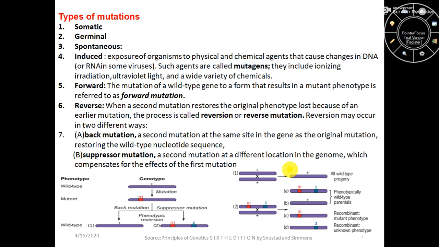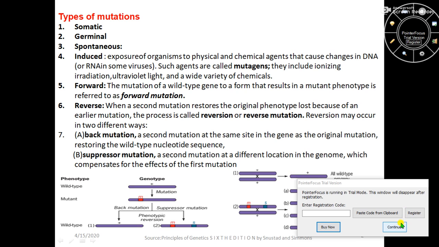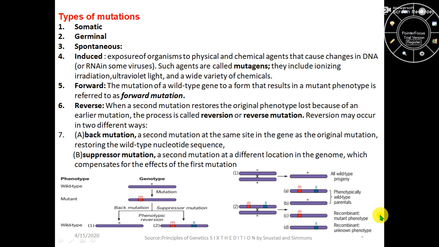Our first term is somatic mutation. What is this? Somatic mutation means the mutation or alteration is present in a somatic cell. Here the mutant phenotype appears only in the descendants of that cell. That is somatic mutation. But in germinal mutation, the mutations occur in reproductive cells or gametes, and the effect of this mutation is transferred from one generation to another generation also.